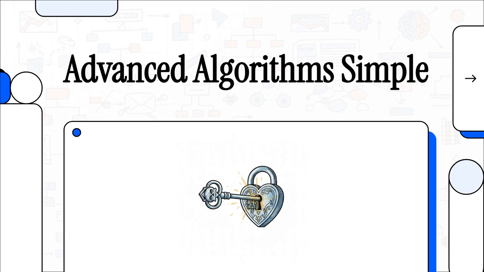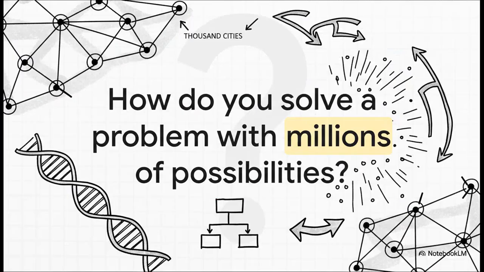We're talking about the secret weapons, the real master keys that let you solve some of the toughest puzzles in the world of tech. So just imagine for a moment, you have a problem with millions, maybe even billions of possibilities. How do you even begin to tackle that? Say, finding the best route that connects 1,000 cities, or comparing huge strings of genetic code. You can't just try every single option, can you? That would take forever. You need a more clever, a more elegant way.